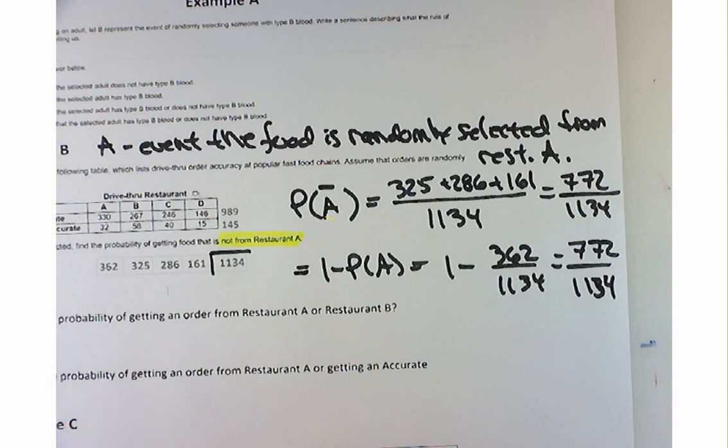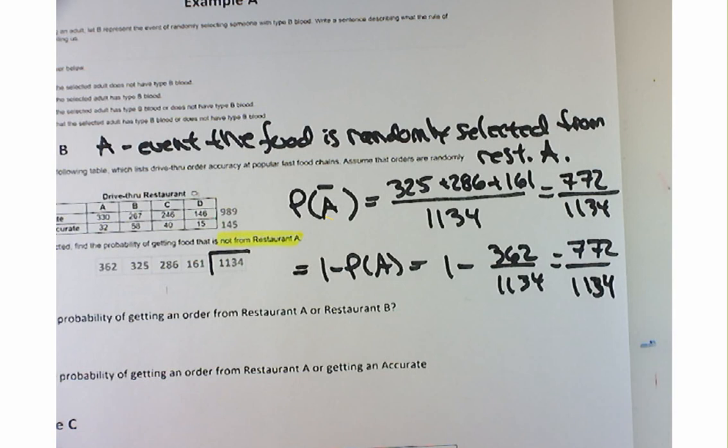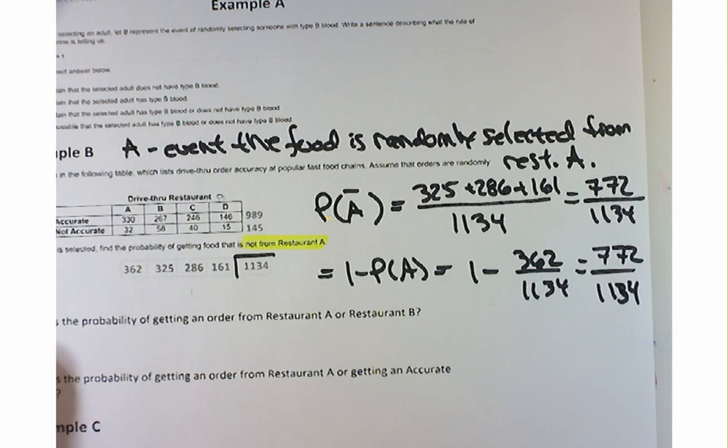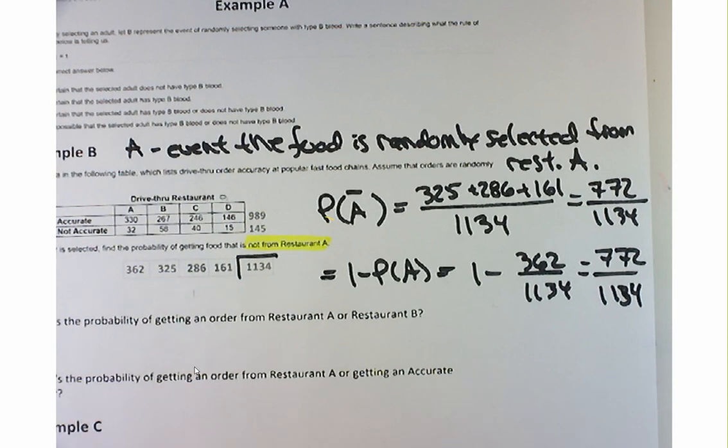Beautiful. Now this does reduce into lowest terms. If you wanted to write 386 over 567 or whatever that is, that's fine. Again, I'm not worried about you putting it in lowest terms. Your calculator can help you out in this kind of a case.